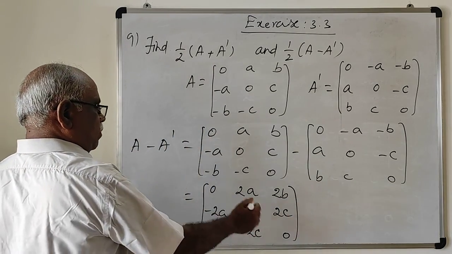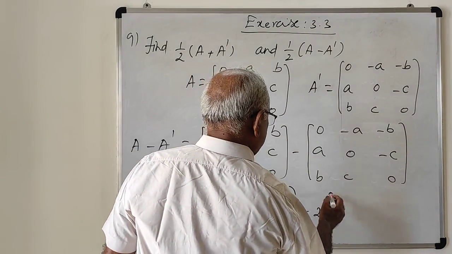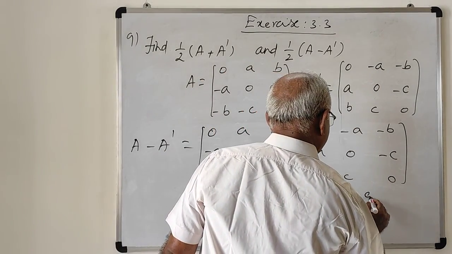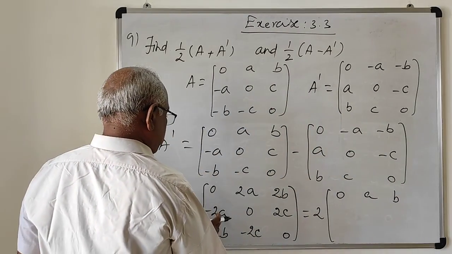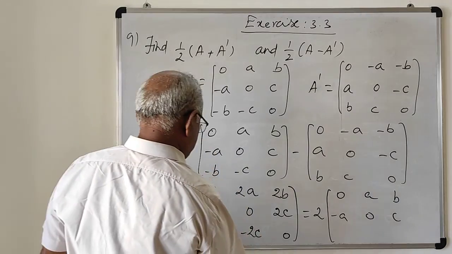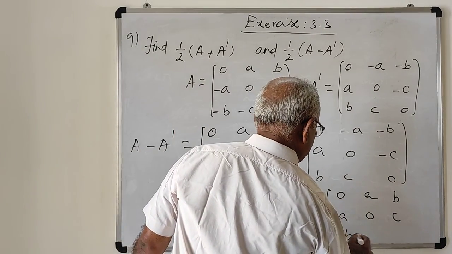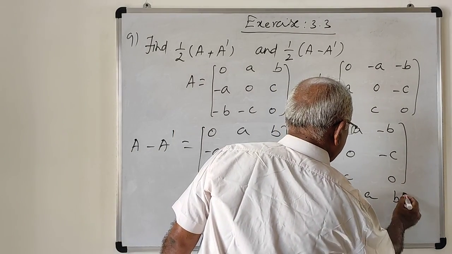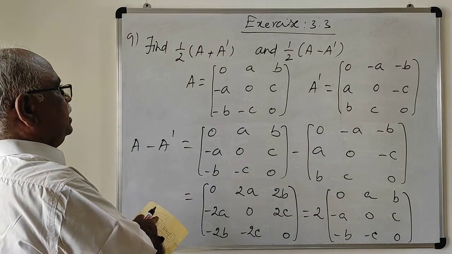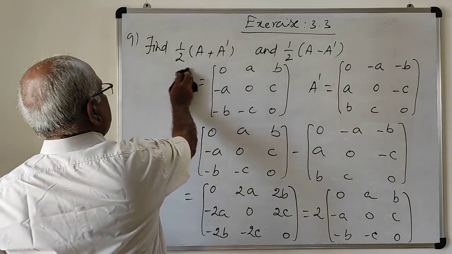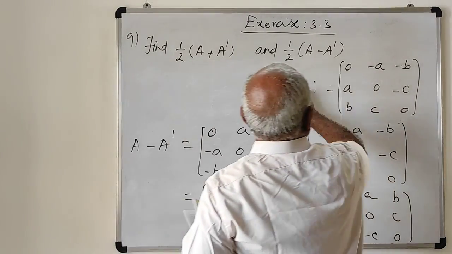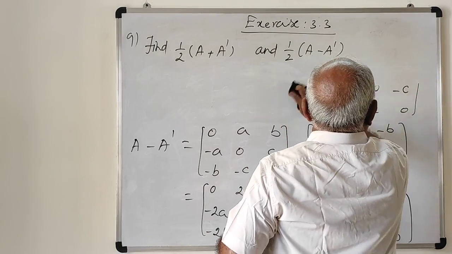If you take the common element 2 out of the matrix, I get 0 a b, minus a 0 c, and minus b minus c 0. This is A minus A dash. But we want half of A minus A dash.